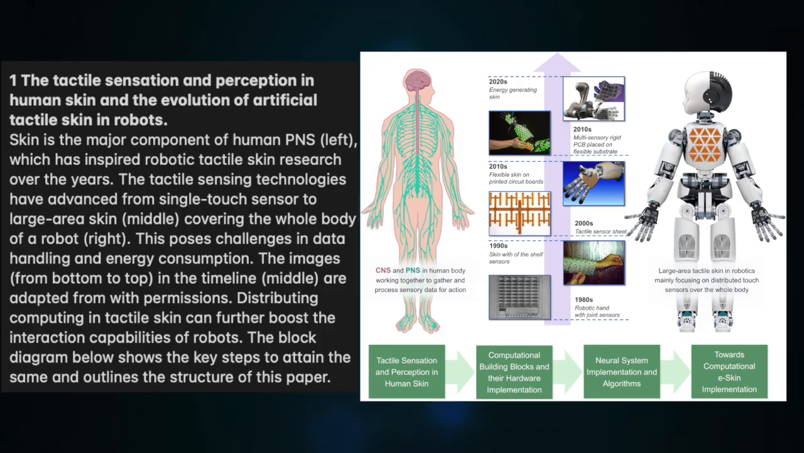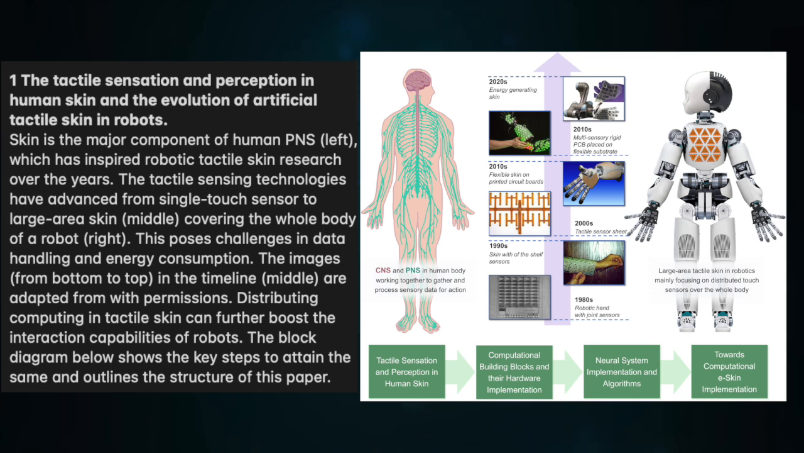environments. The tactile sensation and perception in human skin and the evolution of artificial tactile skin in robots. Skin is the major component of the human PNS, which has inspired robotic tactile skin research over the years. The tactile sensing technologies have advanced from single touch sensors to large area skin, ultimately covering the whole body of a robot. This poses challenges in data handling and energy consumption.